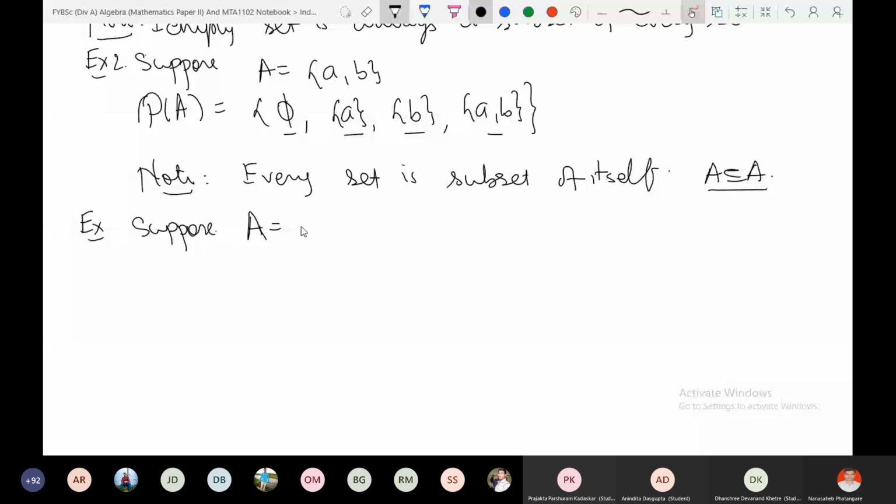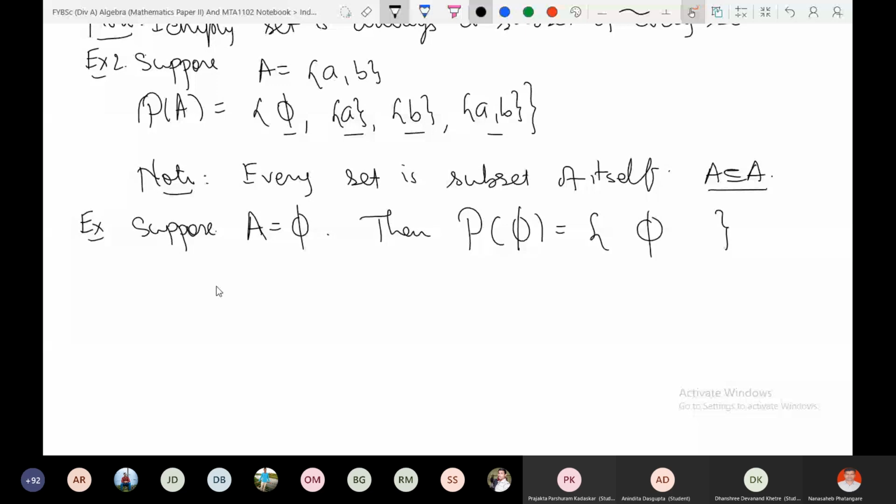Suppose A is equal to the empty set. Now what are the subsets of the empty set? Then what is the power set of the empty set? It is a collection of subsets, basically a collection, so I should write it down in set notation. But what are the members? What are the subsets of the empty set? Phi only.